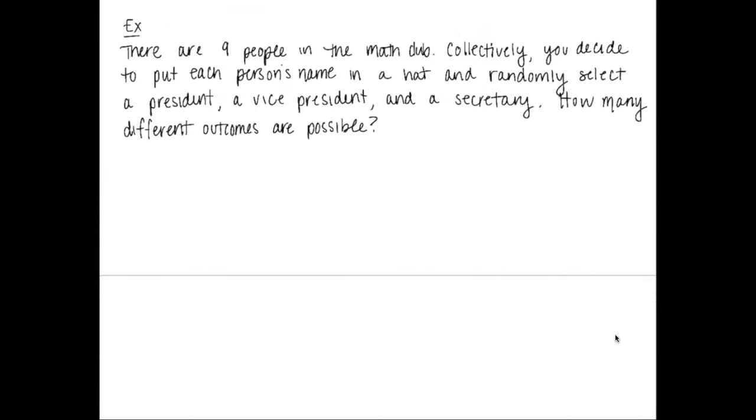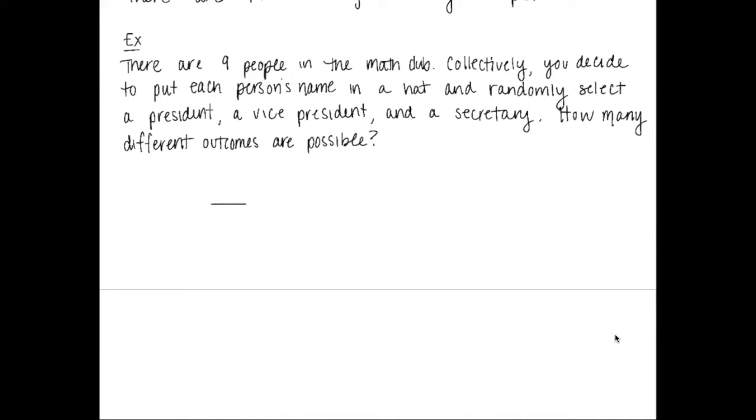So now I'm not using all 9 of my people. I'm going to put the names in a hat. First person I pick out is president. Next person I pick out is vice president. And then the last person I pick out is secretary. So the order they come out of the hat does matter. So kind of drawing our picture, I have 3 positions: my president, my vice president, and my secretary. Starting out, I have 9 people that I can pick to be president. 1 person gets selected, so you can't be president and vice president. So there are 8 people remaining in the hat.